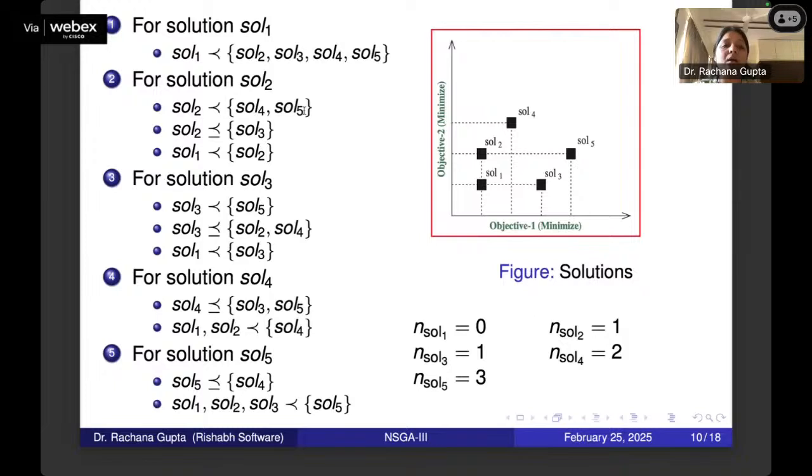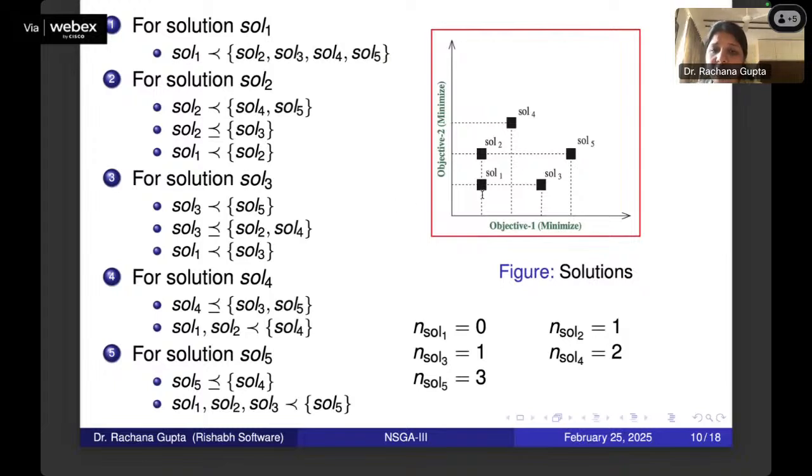Okay, now this is the same graph which I demonstrated in the previous slide. Now let's understand and rank the solutions. Here for solution 1, we will check whether it dominates solution 2. Yes, it dominates solution 2. Let's check whether it dominates solution 3. Yes, it dominates solution 3. Does it dominate solution 4? Yes. Does it dominate solution 5? Yes. We will keep listing all of these. So you can see that solution 1 dominates all the rest of the solutions. This is the set we have created.